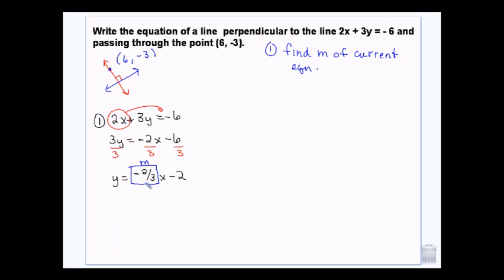Okay. Now, after this, I'm looking for the perpendicular line. Okay, I'll either be looking for parallel or I'll be looking for perpendicular. One or the other. Since I'm looking for perpendicular, I want to find perpendicular m. Well, if m is equal to negative 2/3, what is perpendicular m? Perpendicular is the opposite sign and then flipped over. So it would be positive 3 over 2. So here's our perpendicular m. This is the m we're going to use.